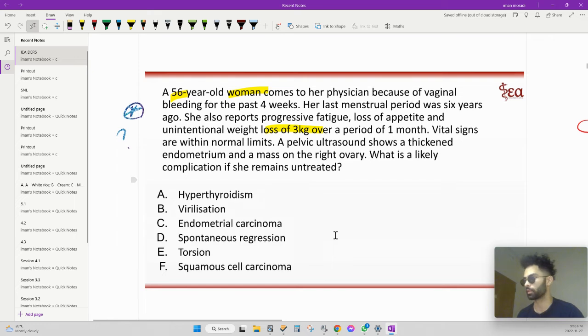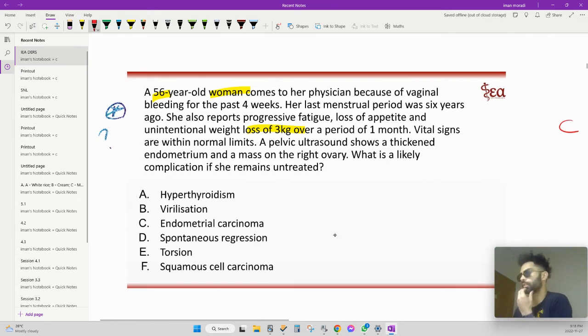Okay. So this one I got wrong first. Let's see if I remember why. It has a question mark too, which means I didn't really like the question. Oh, I remember it. A 56-year-old woman comes to the physician because of vaginal bleeding for the past 4 weeks. Okay, 56-year-old, some vaginal bleeding, progressive fatigue, unintentional weight loss over the past 3 months. So we kind of got a cancer vignette, sounds like.